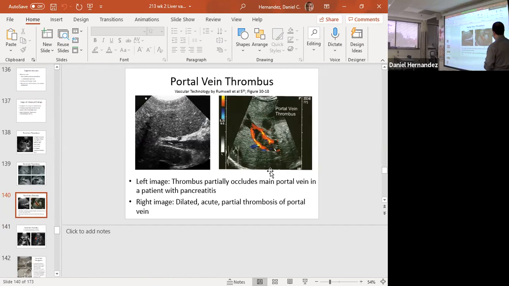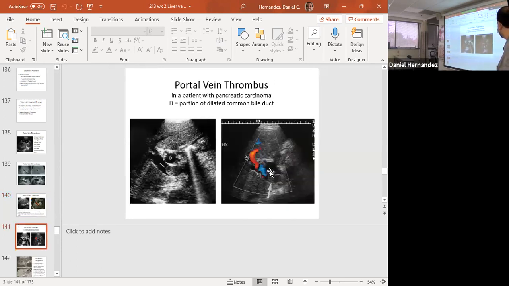It's important to note that the thrombus can be partially occlusive. So in some cases, we can actually have some thrombus within the vessel and clot and flow going around that thrombus. So the left image shows thrombus partially occluding the main portal vein, in a patient with pancreatitis. The right image is a dilated acute partial thrombosis of the portal vein. Some more pictures demonstrating that main portal vein.